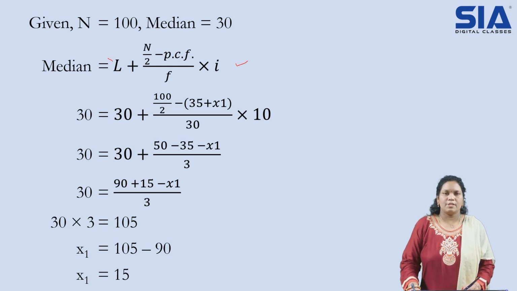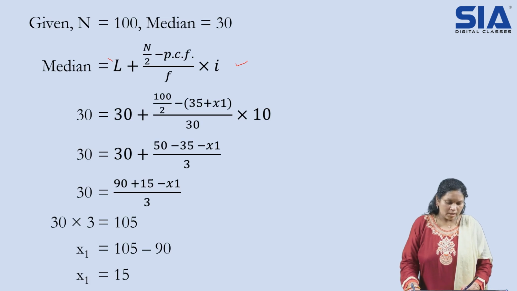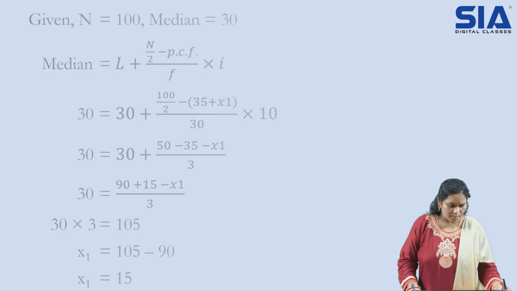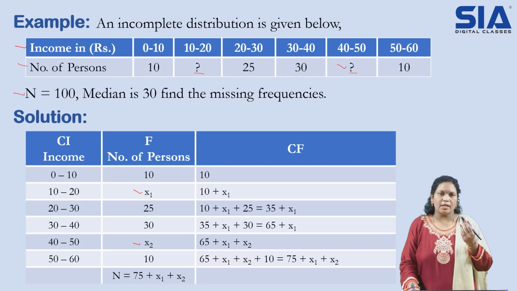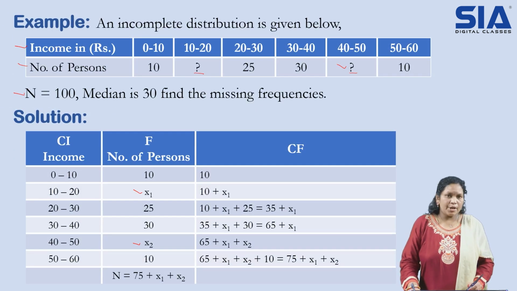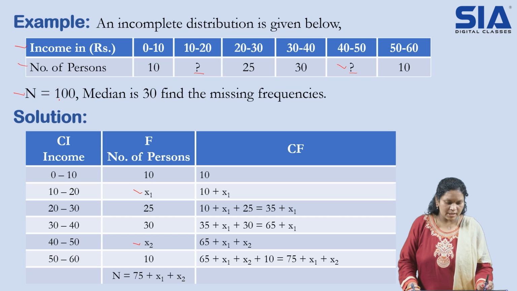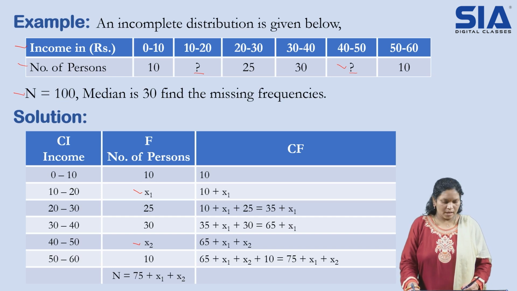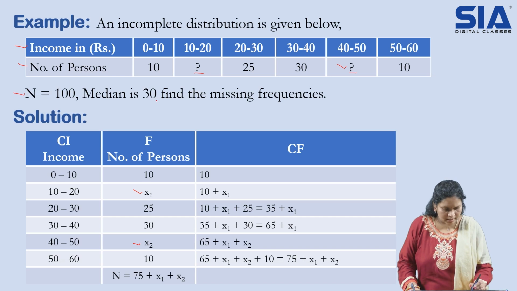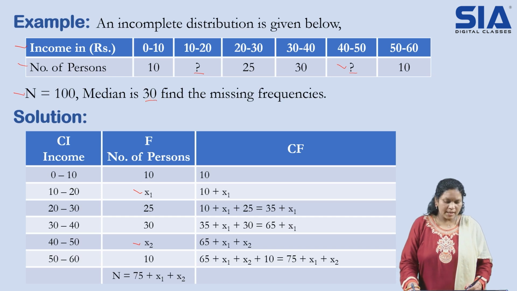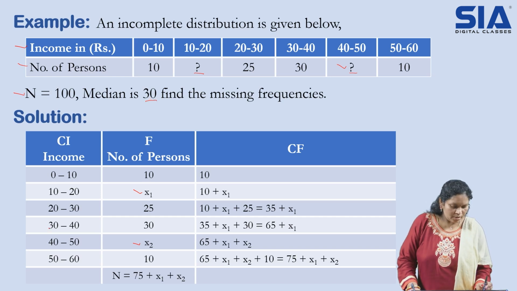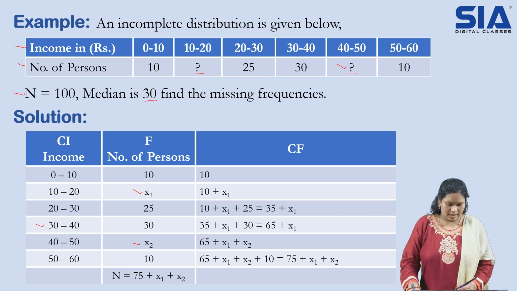Now here we will be dealing with missing frequencies, right? Let us check how the problem goes now. To use this formula, we need to get L, n by 2, all of it. N by 2 we can get, because the total is already given as 100, so 100 by 2 we can do, or they have given the median directly. What is the median they have given? 30. So where will 30 fall? Mostly in the 20 to 30 class interval, right? Because it's 30, we can directly identify the median class.